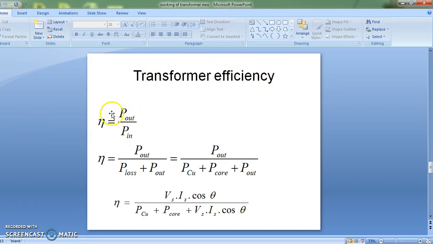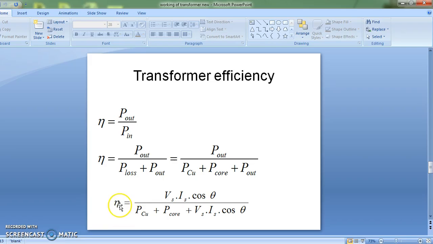Now transformer efficiency. For transformer efficiency, the formula is efficiency equals output power upon input power, which is again defined as output power upon losses plus output power, that is equal to output power upon copper loss plus core loss plus output power. Here the total losses are divided into copper loss and core loss.